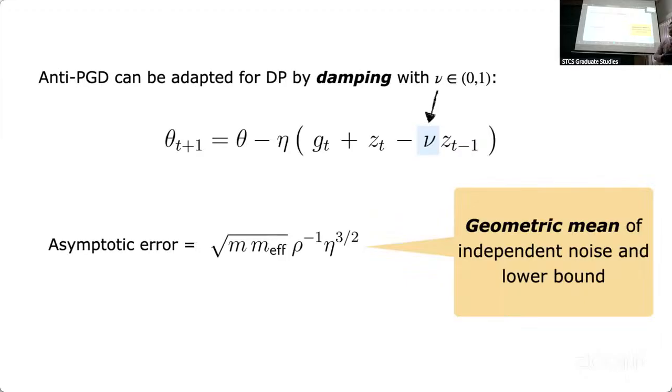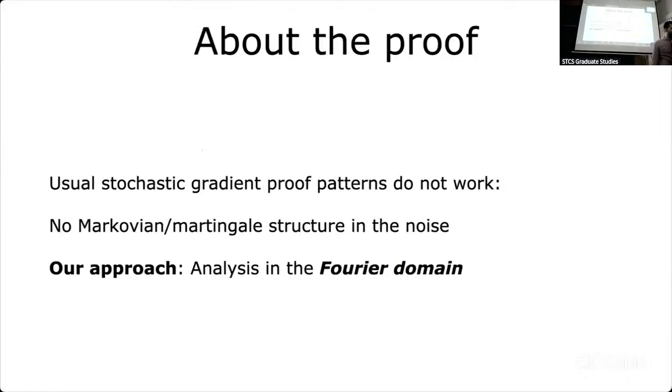But if we add a small damping factor here in this second term, it turns out that what we get is the geometric mean between what independent noise gets and what the lower bound gets. It's almost like magic. My mind was blown when I saw this. Okay, so in this proof, because our noise is correlated across time, the usual Markovian or martingale structure, which is leveraged in stochastic gradient proofs, is absent. So again, this analysis is in the Fourier domain.